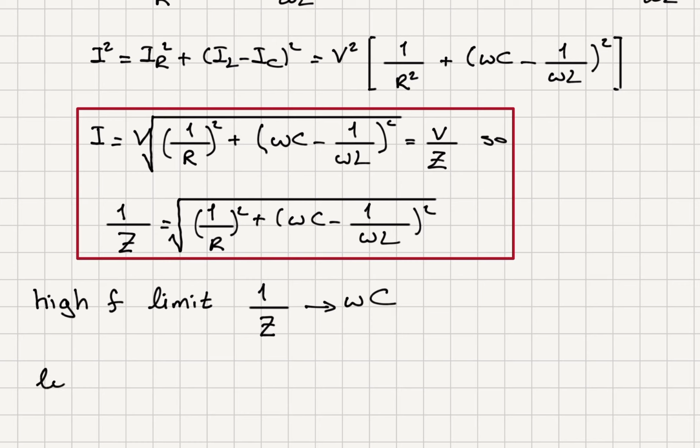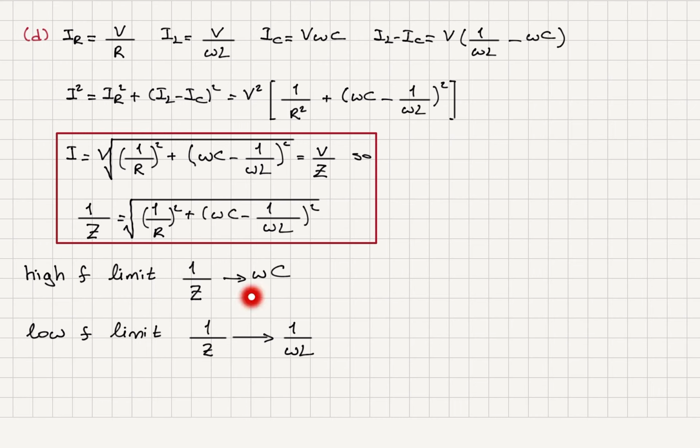In the low frequency limit, what happens to the impedance? 1 over Z will now approach 1 over omega L. Why? Because 1 over omega L will blow up, so the other terms will be negligible, and I will have the square root of (1 over omega L) squared, which is 1 over omega L. So this shows me the high frequency and low frequency behavior of the parallel RLC circuit connection.